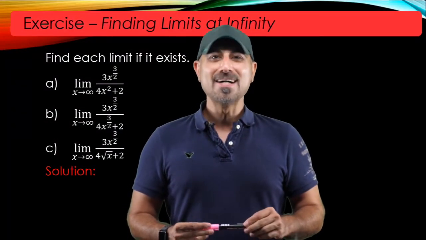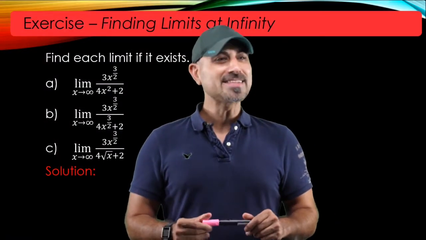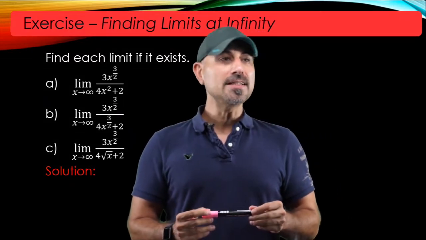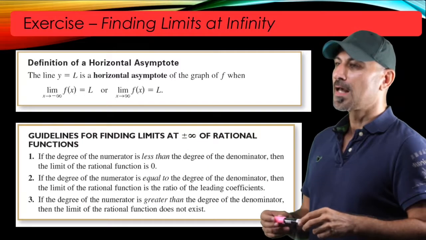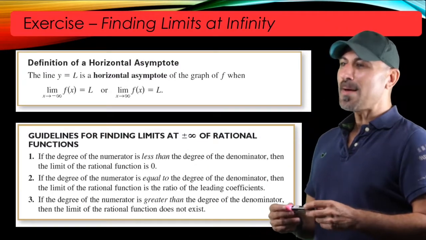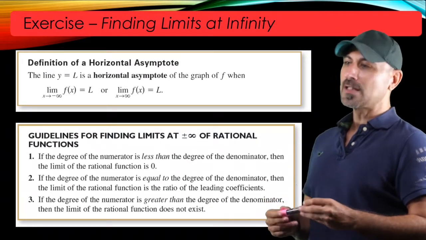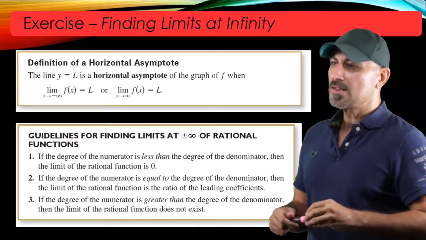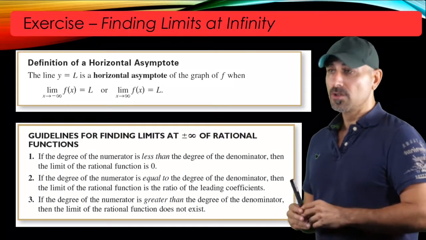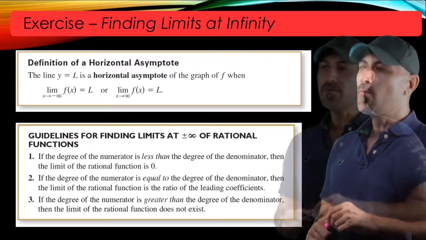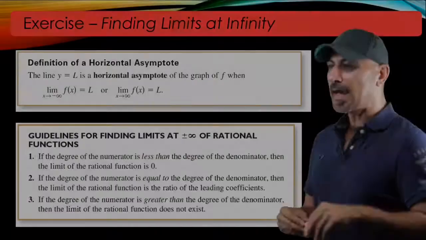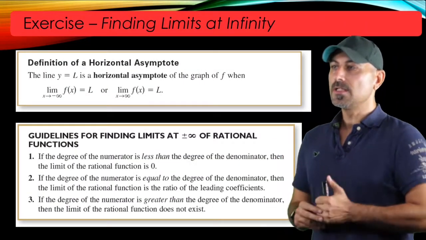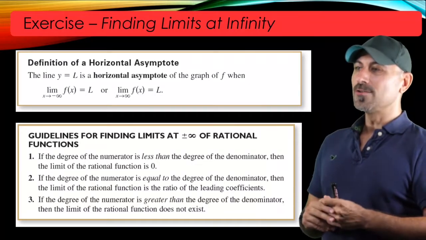Hello, welcome back. In this video, we're going to go over an exercise where we're going to try to understand the limits of the functions at infinity. And at this moment, I want to step back and give you the definition of a horizontal asymptote first. We say that a horizontal line is a horizontal asymptote of the graph of f when the limit of f at infinity or minus infinity is exactly equal to L. So that horizontal asymptote is represented by y equals L.